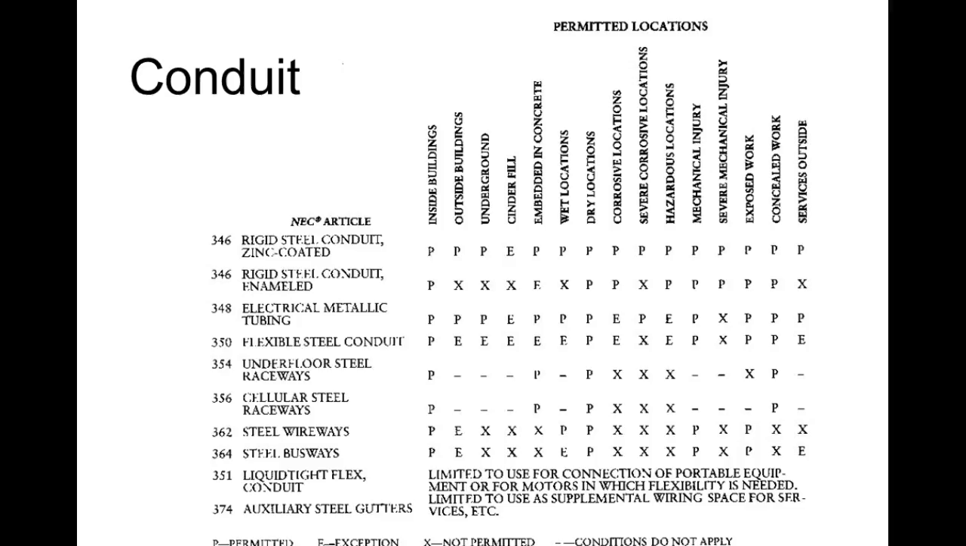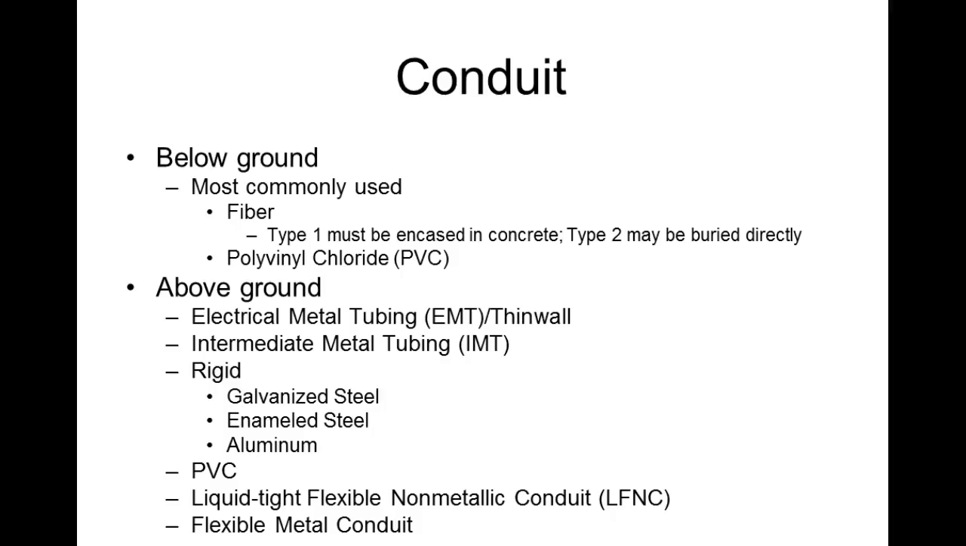So it looks like we're going to be, so conduit below ground, most commonly used, we usually use fiber. Type 1, we can do what? Can encapsulate that in concrete. Type 2, we can bury that stuff directly into the ground. PVC type would be able to bury in the ground and run that through conduit. Above ground, we're going to look at EMT, also called electrical metallic tubing, also called thin wall. Hear those terms? They're all talking about the same thing.